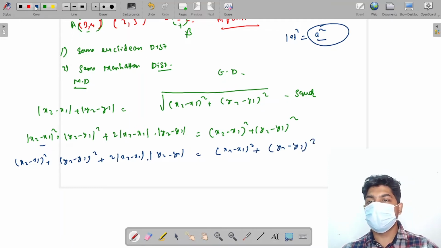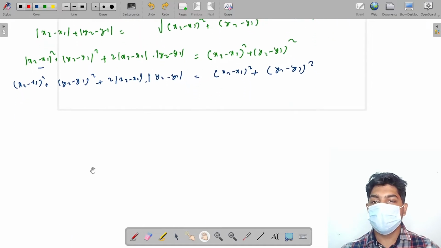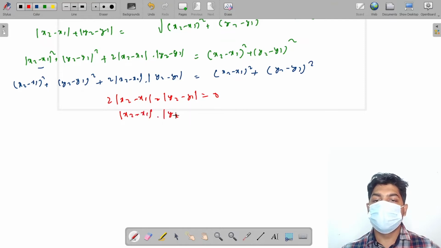Right, now if you look clearly, this term, this term, this term, and this term, these four are equal, they will cancel out. So we will be left with 2(x2 - x1)(y2 - y1) = 0. So this is nothing but |x2 - x1| times |y2 - y1|. This should be equal to 0.